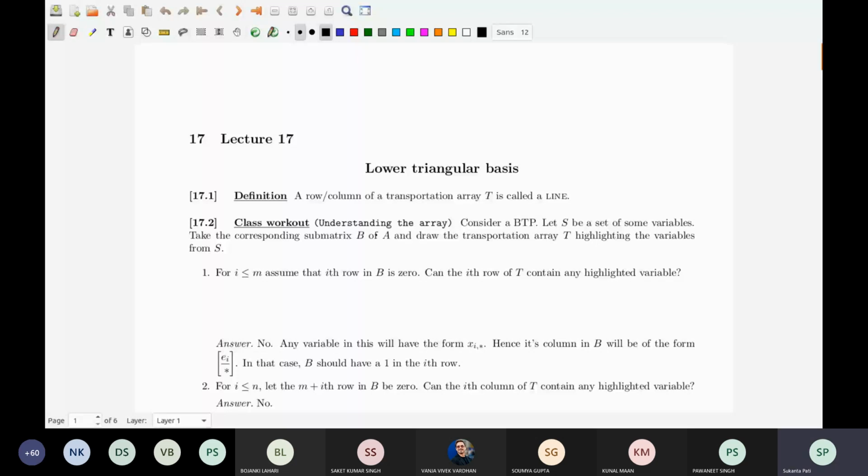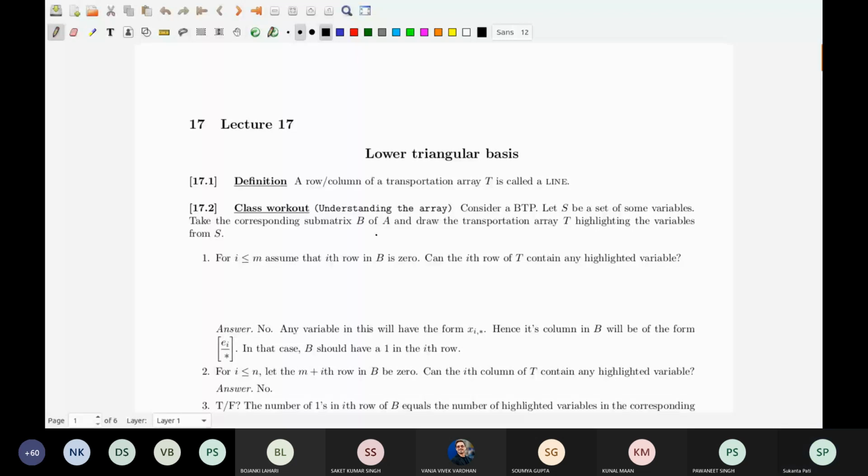Now let us look at the first one. Consider a BTP, a balanced transportation problem. When we are talking about BTP, I will understand that there are m sources and n sinks. That is the standard thing. Now let S be a set of some variables. Variables start from x11 up to xmn. There are mn variables. So S is some sub-collection of these variables.